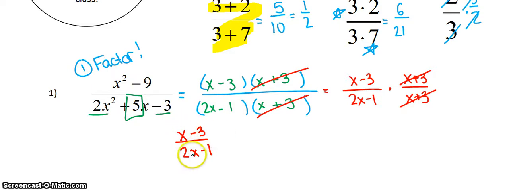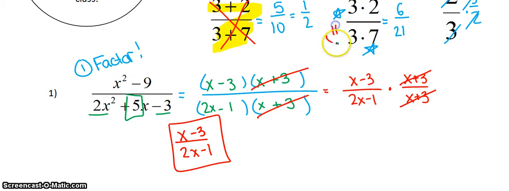You can't simplify the x's here because they're separated, or I guess you could say the 2x and the 1 are combined with that subtraction sign. The x and the 3 are combined with that subtraction sign. You cannot separate them from the rest of their friends there. So this would be my final answer. So you can't simplify here. Again, you can simplify in a situation like this.